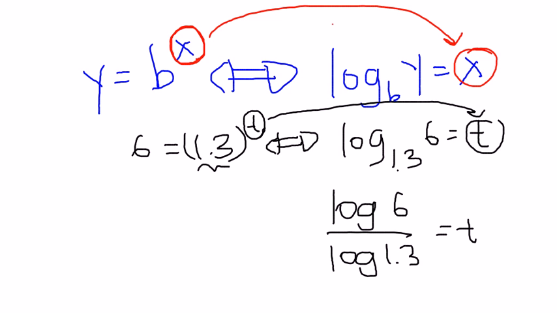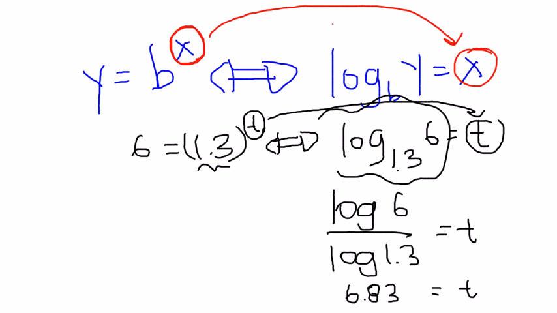You'll put log of 6 divided by log of 1.3, and if you hit enter, you'll get the answer of 6.83 equals t. All right, why did you have to use log twice to solve for this?